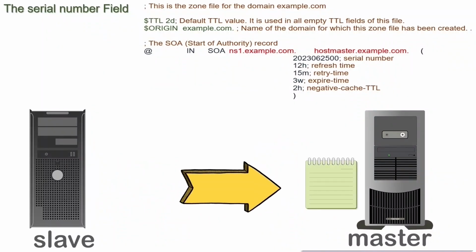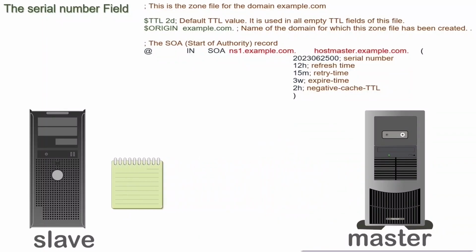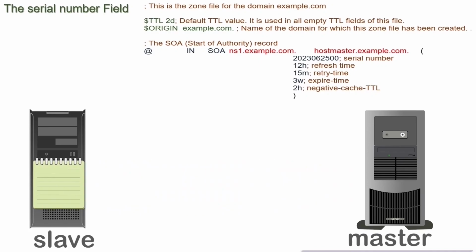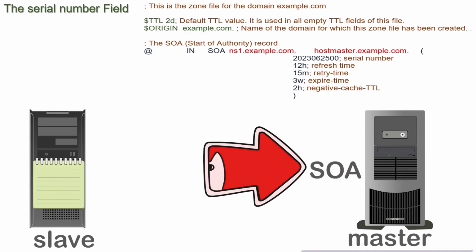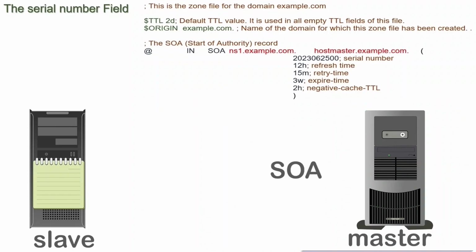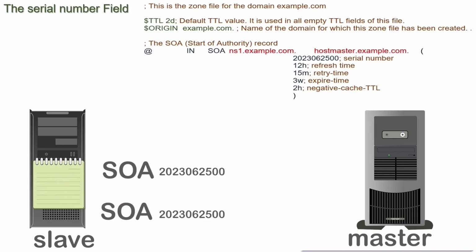The first time, it makes the complete zone transfer request. The master name server transfers the zone file. The slave name server saves the received zone file. The next time, instead of making the complete zone transfer request, the slave name server makes the start of authority record transfer request. The master name server transfers the start of authority record. The slave name server compares the received start of authority record serial number with the locally saved zone file start of authority record serial number.